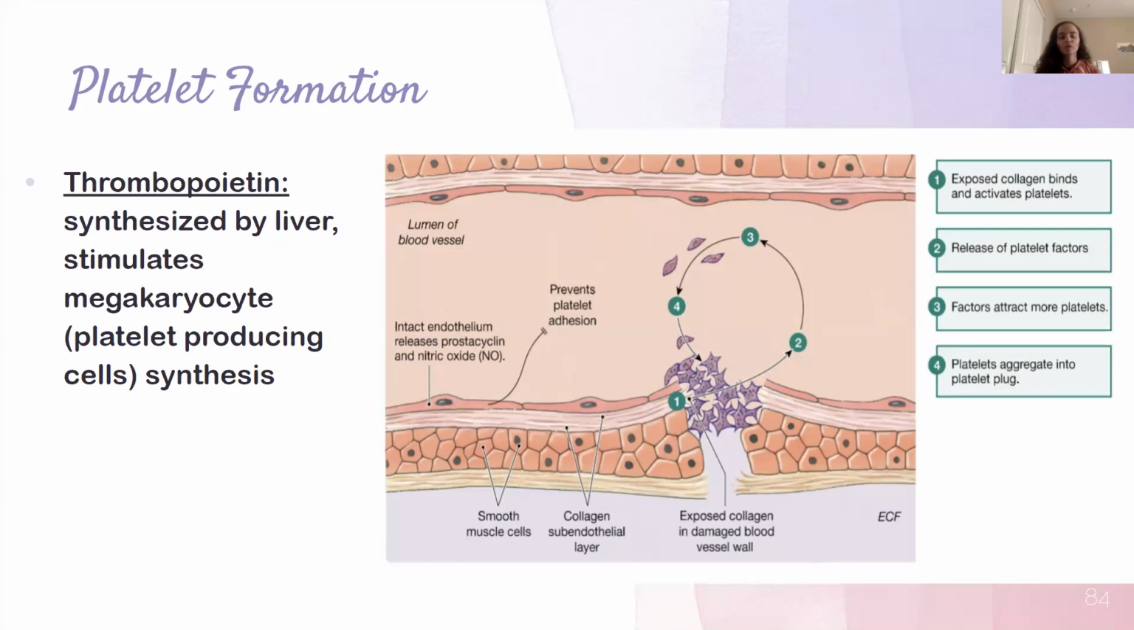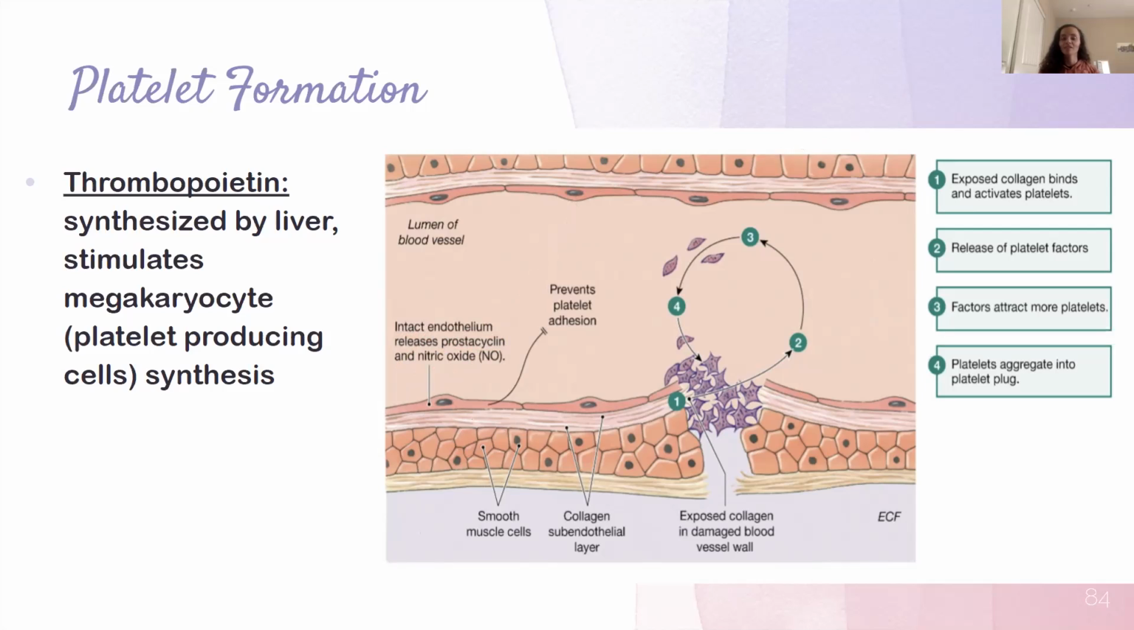One important point I wanted to say here is that if you can see on the left side of the figure, the intact endothelium releases prostacyclin. Prostacyclin is released when the endothelium is intact. I had a question about this in one of my worksheets actually, and I can see this being a good test question: how would the body know, if there's already collagen around the endothelium, not to form platelets? Because collagen is needed for platelet formation.